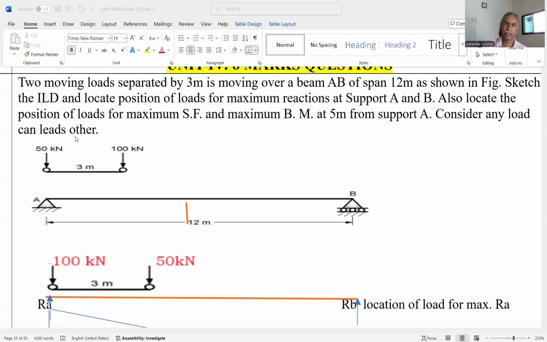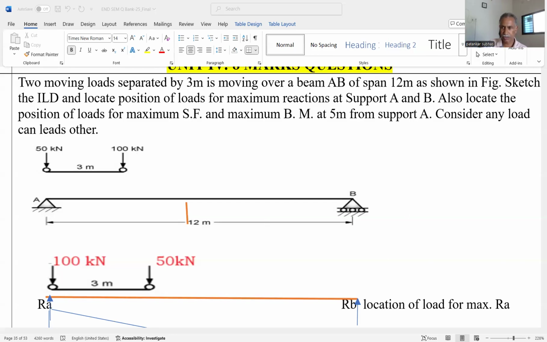Consider that any load can lead the other. For example, sometimes the vehicle is moving from east to west or west to east. In that case, the position of the load may change. Say, if it is moving in this direction with 50 and 100, it can move like this, and then we can change the direction. Again, it is 50 and 100, like that. On the basis of this, we have to find out the location of the load.